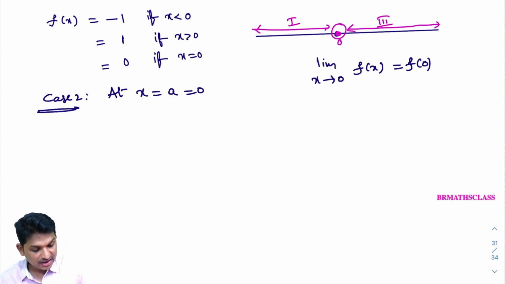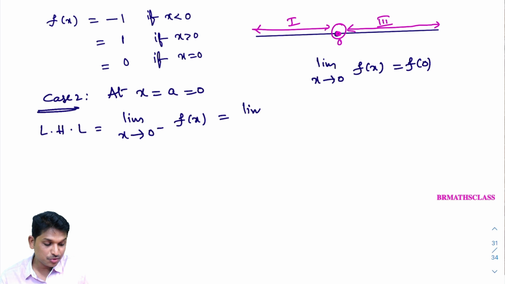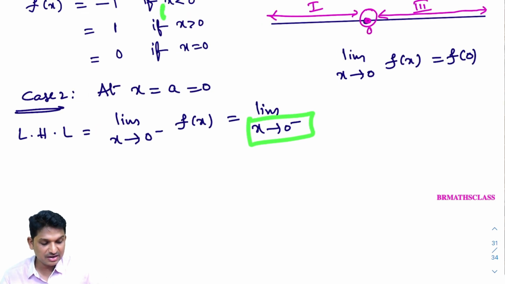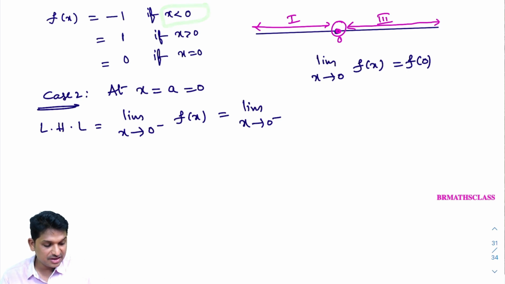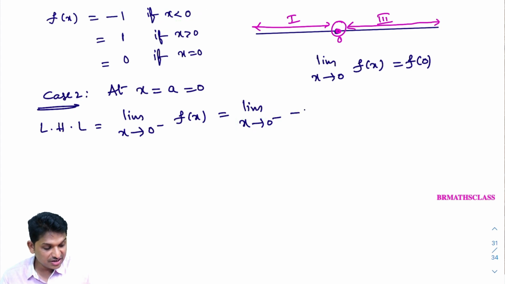Okay. Left hand limit. Limit x approaches 0 from left, f of x. Left hand limit we are calculating. That's why x approaches 0 from left. It means what? X approaches 0 from left means all x values are less than 0. When x values are less than 0, what is the function? The function is minus 1. So here the function is minus 1.